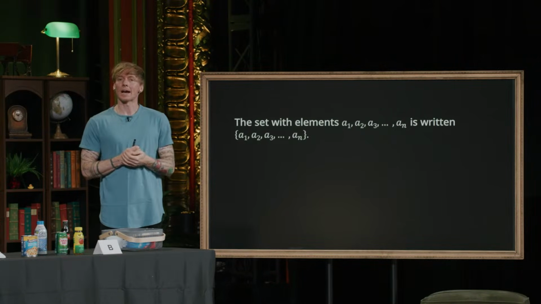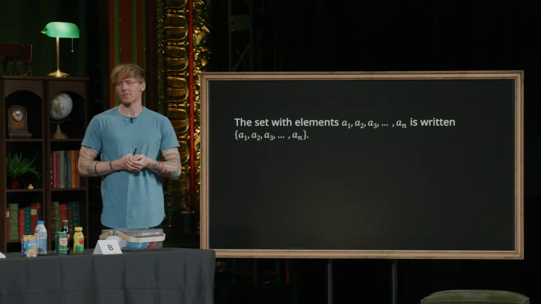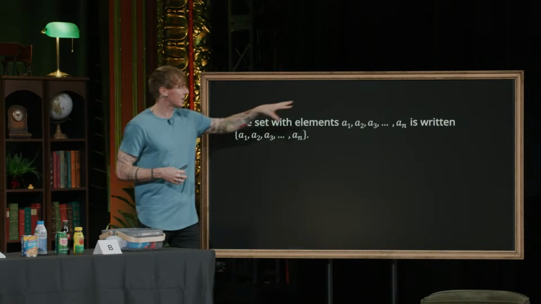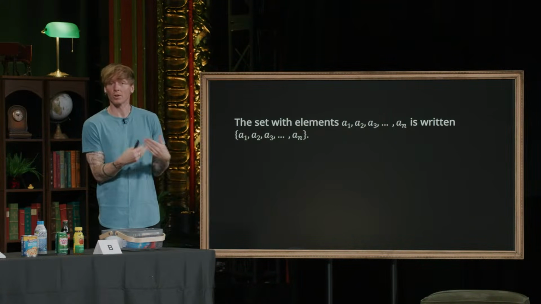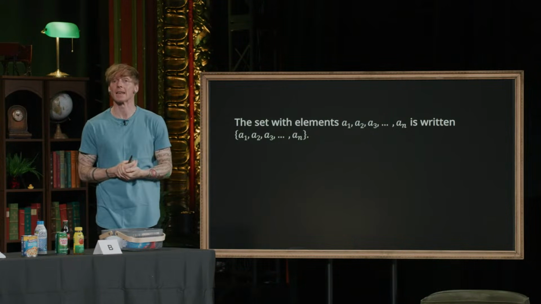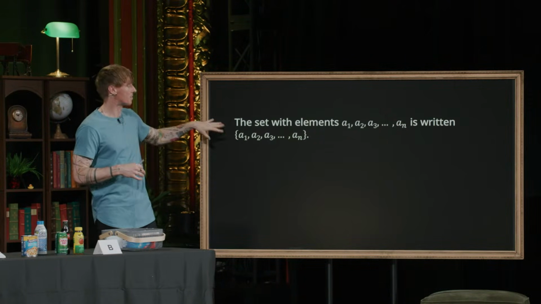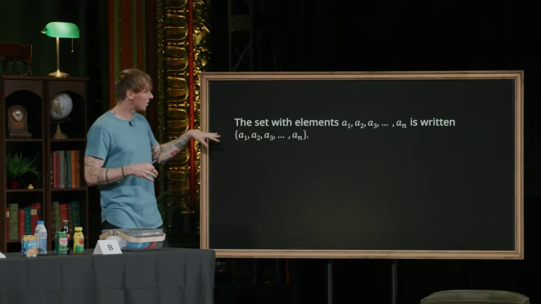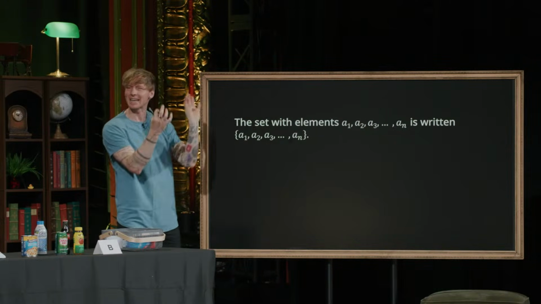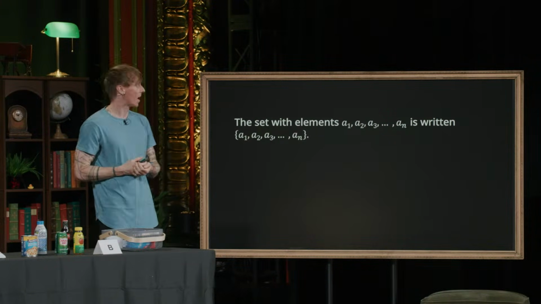Now, when actually writing out the elements that are in a set, we could write them in a list, as seen here, A1, A2, A3 through to AN. But usually we will enclose that list inside a curly bracket to signify that all of these items belong to and are contained in that set.